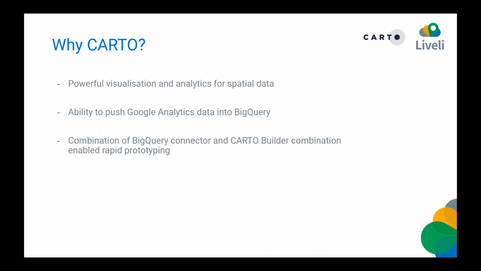That combination of CARTO Builder and the BigQuery connector meant that it was really easy for us to prototype very quickly. So we had probably 10 or so different variants of the maps. We were able to play around with what we thought told the best stories and gave the best insight. And then we narrowed it down to a couple to show here today. So that was the reason behind why we chose CARTO.